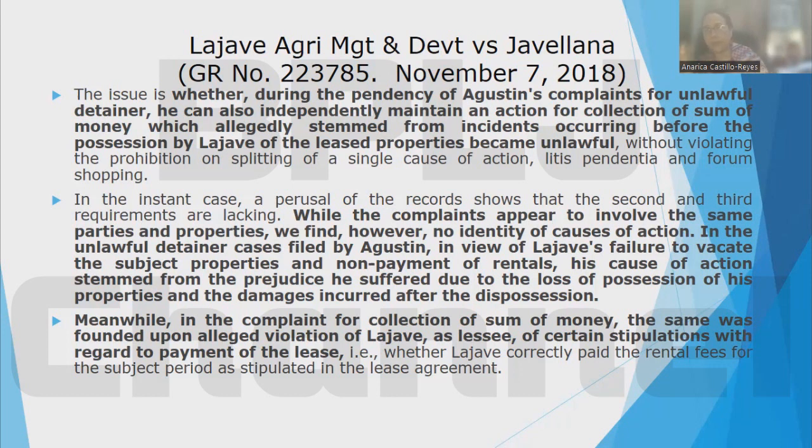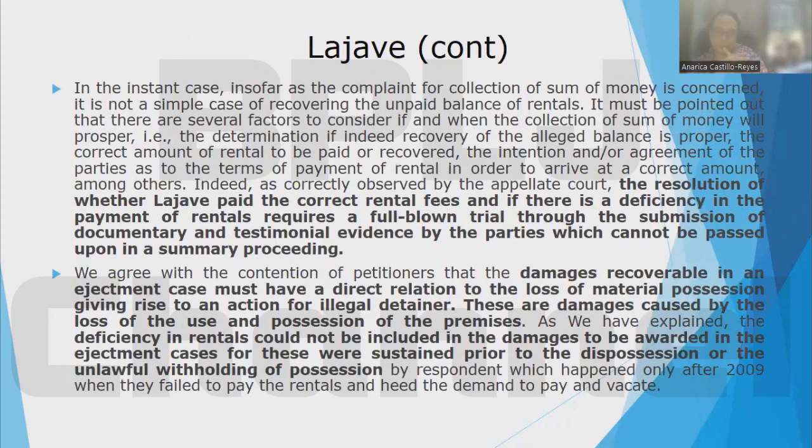So can you join unlawful detainer and collection of unpaid rentals? The resolution of whether Lahabe paid the correct rental fees and if there is a deficiency in the payment of rentals requires a full-blown trial through the submission of documentary and testimonial evidence, which cannot be passed upon in a summary proceeding. Okay? The damages recoverable in an ejectment case must have a direct relation to the loss of material possession, giving rise to an action for illegal detainer. These are damages caused by the loss of the use and possession of the premises. The deficiency in rentals could not be included in the damages to be awarded in the ejectment case, for these were sustained prior to the dispossession or unlawful withholding of possession. So you cannot join them in one action.